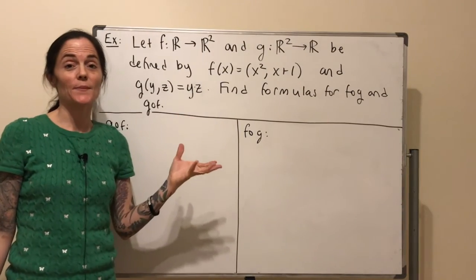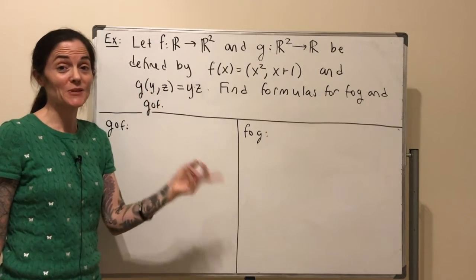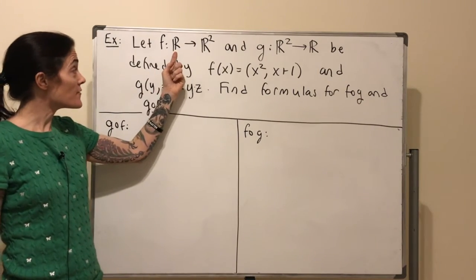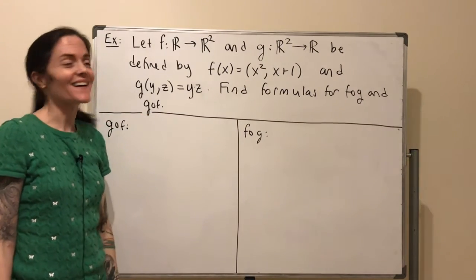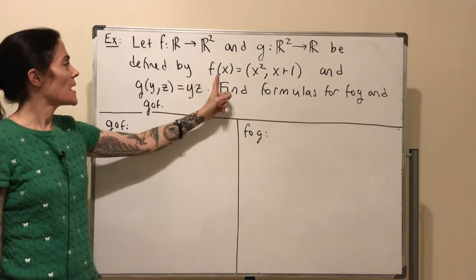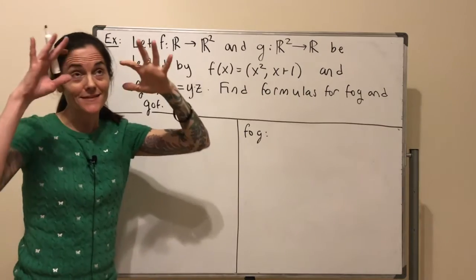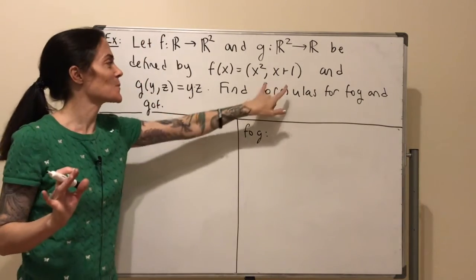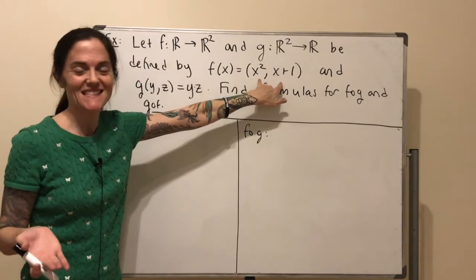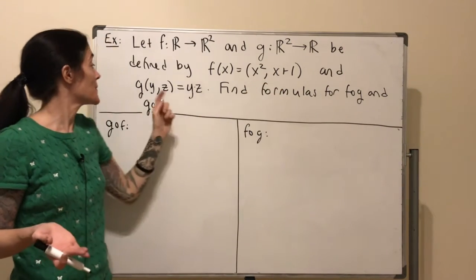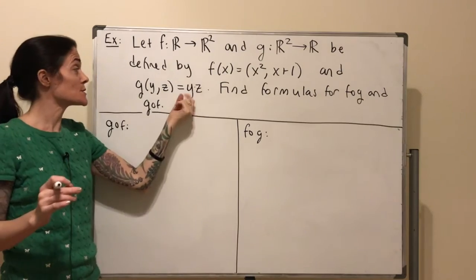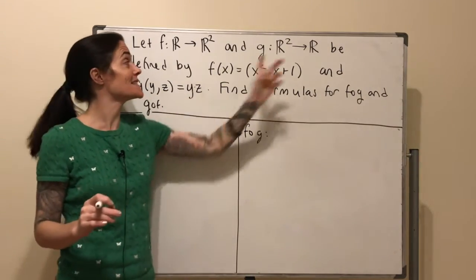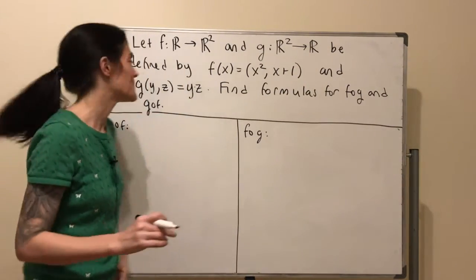Let's do an example where F and G both map between infinite sets. F maps R to R squared, and G maps R squared to R. And here are the maps. F of x is (x squared, x plus 1). This is an ordered pair. This sits inside R squared. And G of (y, z), so y and z are both real numbers, you just multiply. We get y times z, which is a real number.